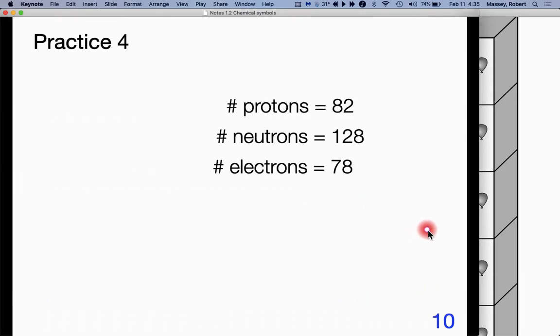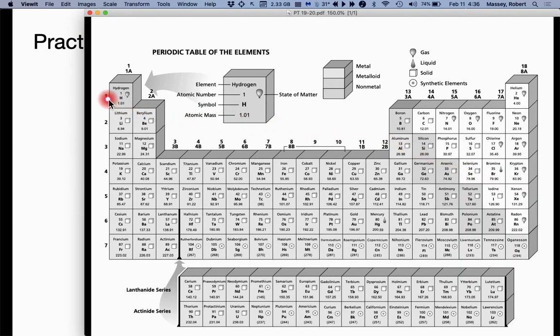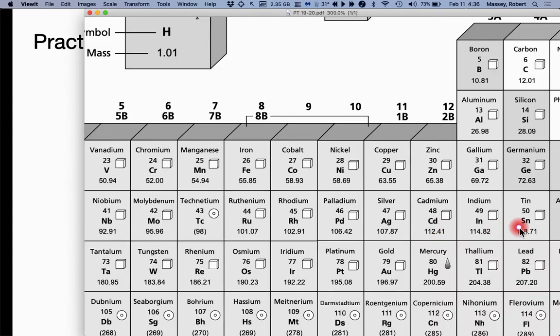Okay, so I suggest pausing the video and see if you can do this yourself. And I will do it in 3, 2, 1. All right, so 82 protons. So we need to find the element that has 82 as its atomic number. Okay, so the periodic table has ever-increasing atomic numbers as we go across, so 1 through 2, 3 through 10, 11 through 18, on and on and on. And I've forgotten, the number 82 is lead.